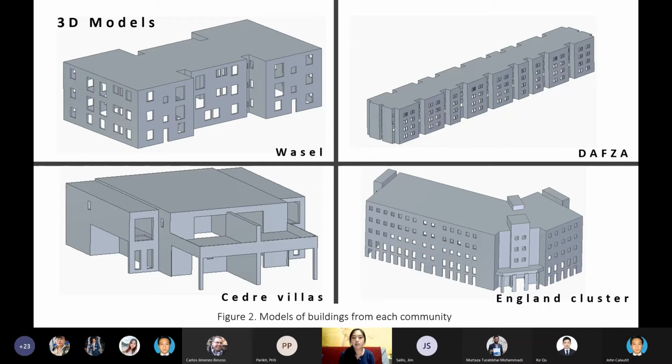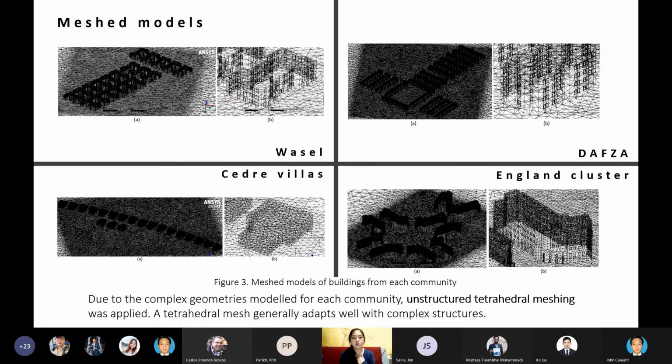These are the 3D models constructed in Solid Edge, and what I'm showing you right now are the buildings from each community: Wasel, Dafsa, Cedar Villas, and the England cluster. These are the meshed models. Because of the complex geometries modeled for each community, unstructured tetrahedral meshing was applied.